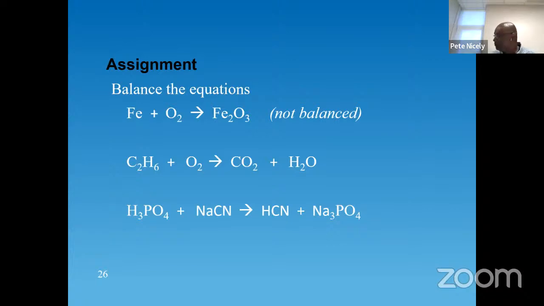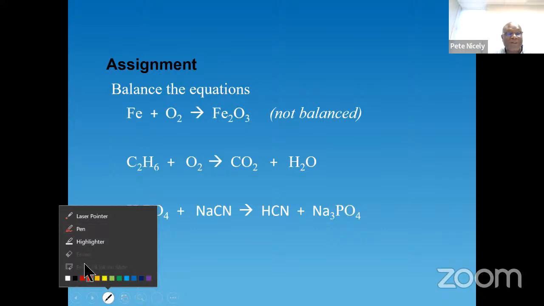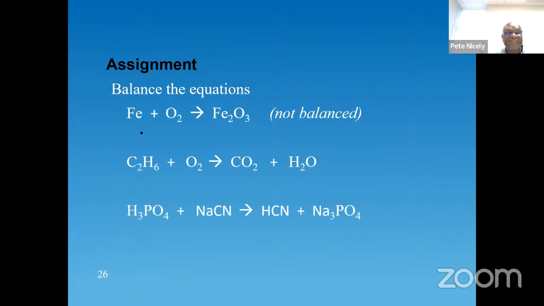So let me do the first example. These are all unbalanced equations, right? The first example is this right here: iron reacting with oxygen to give you Fe2O3. The way I would go about this is that first I'll look at the iron on this side and the iron on this side, and I'll notice that there's one iron atom here, two iron atoms on the right side. So I will put a coefficient of 2 here in front of the Fe, right?